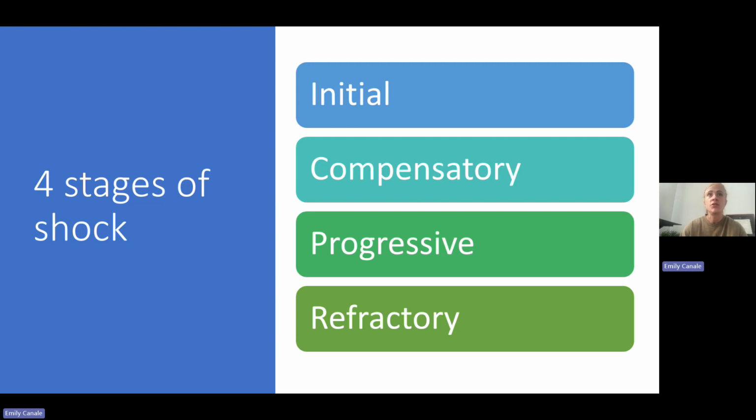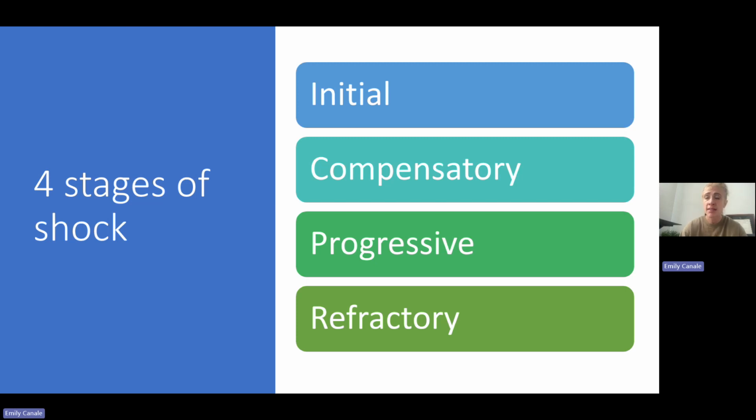So as we start to progress into the progressive stage, now things are failing. Those compensatory mechanisms are not working. They were attempting to maintain that blood pressure, but we just are continuously, extensively shunting blood away from organs. So now we're not getting good blood flow peripherally. And if we do not identify it now, they're going to start to have worsening metabolic acidosis.